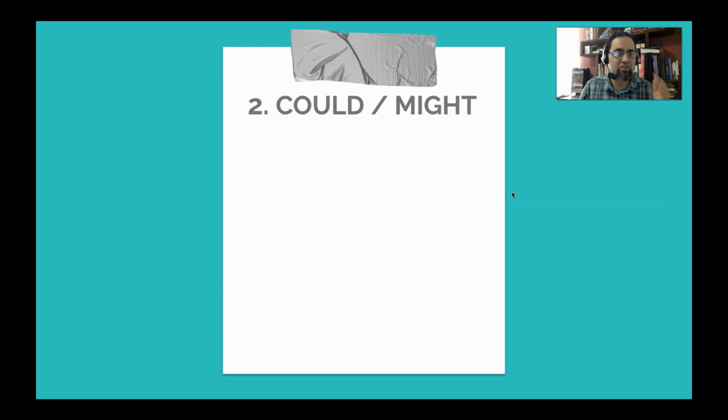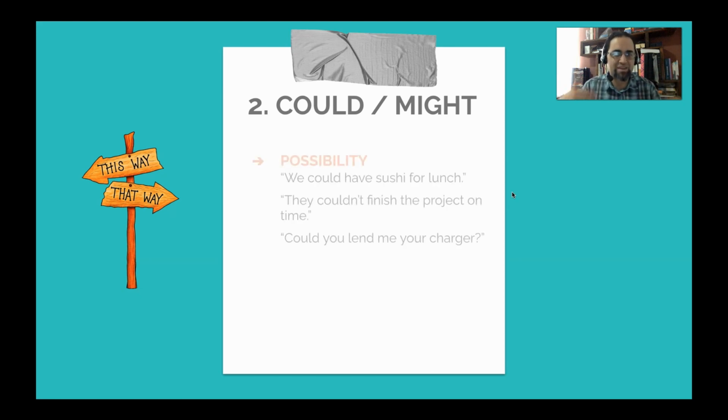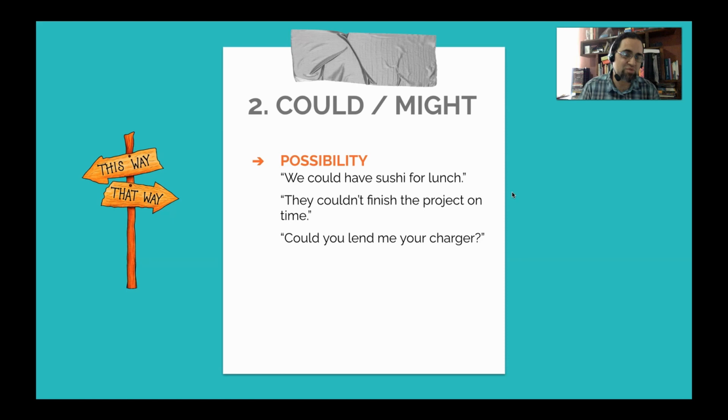Then let's go to the verb could, and I'm going to explain the verb could with might because they are very, very similar. You use these two modal verbs when you want to talk about possibilities, either option A or option B, and you explore what can we do, A or B. For example, we could have sushi for lunch. That's an option. You can also use modal verbs in a negative form, like they couldn't finish the project on time, like it was impossible for them. This is like expressing an idea in the past, which is a topic for another video.